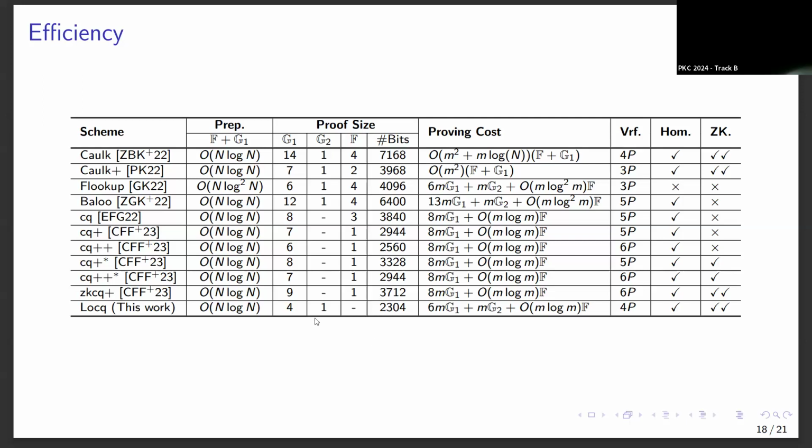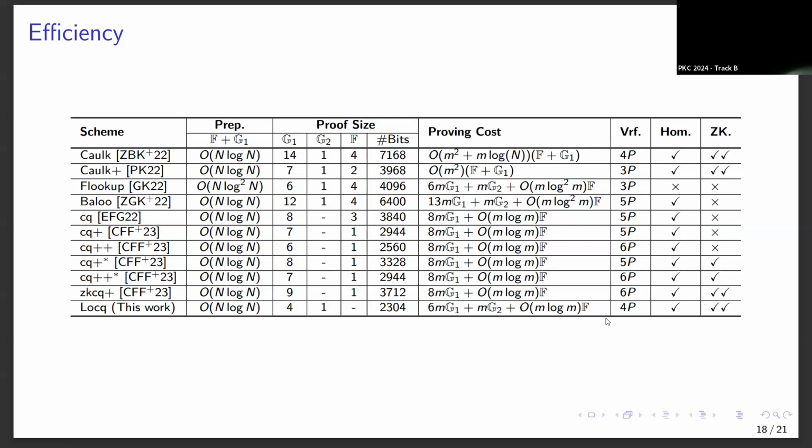And here are the results. The proof size is so far the smallest among this sequence of works, and we have also managed to cut the verification cost to 4 pairings. And the proving cost is also on the same level as the previous works.